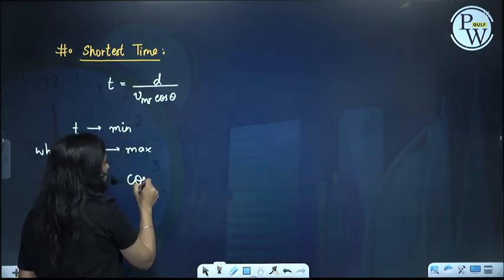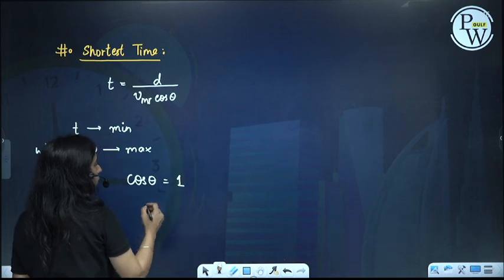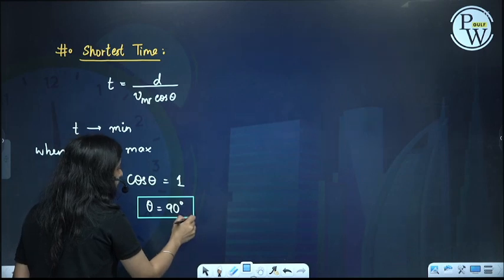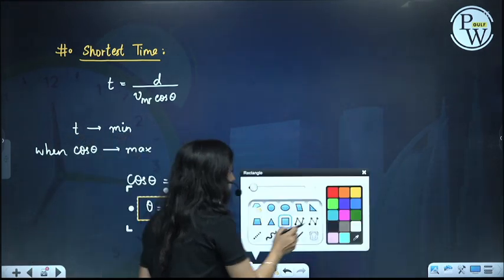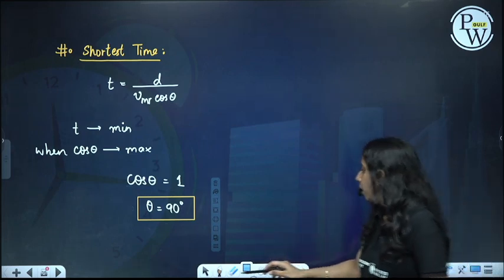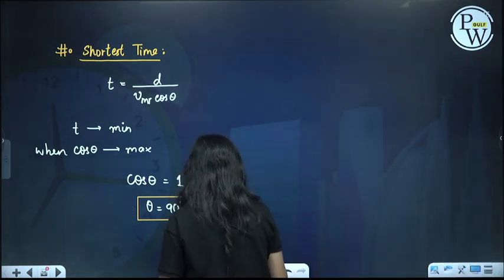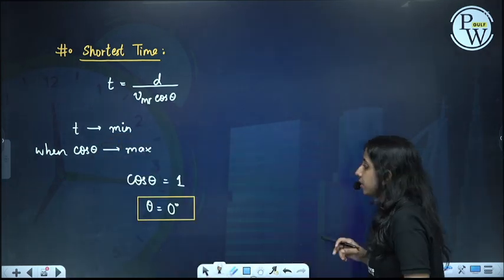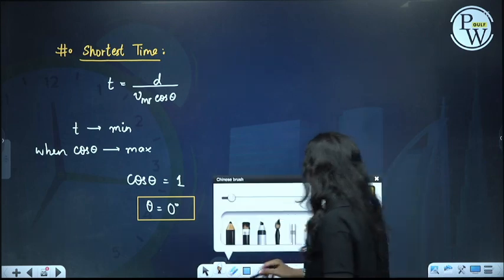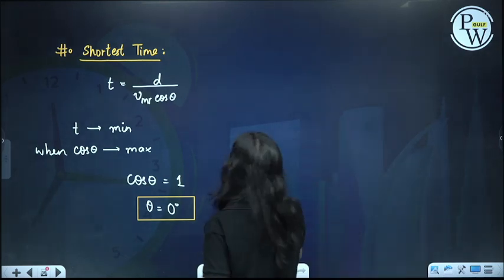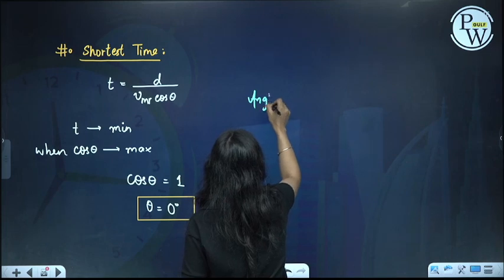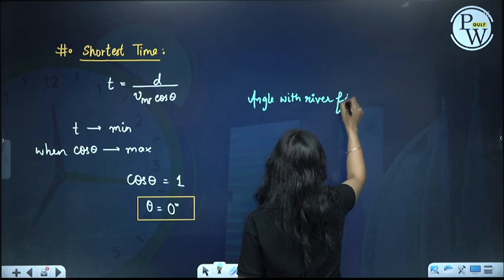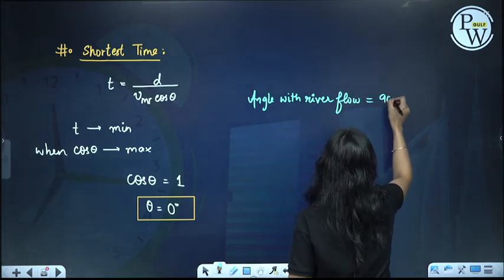So cos theta maximum means cos theta should be equal to 1, or theta should be equal to 0 degree. Angle with the vertical will be 0 degree. Cos theta is 1, theta is equal to 0 degree. Angle with the vertical is 0 degree. So angle with river flow will be 90 degree.